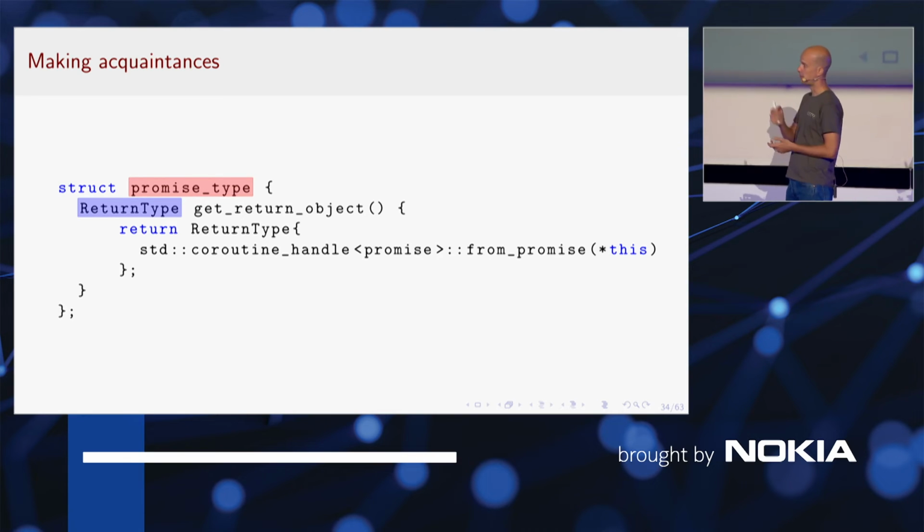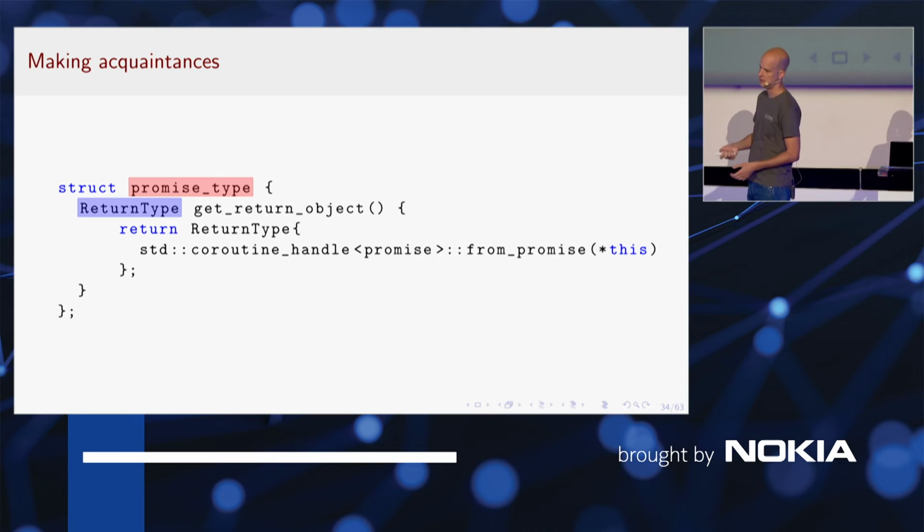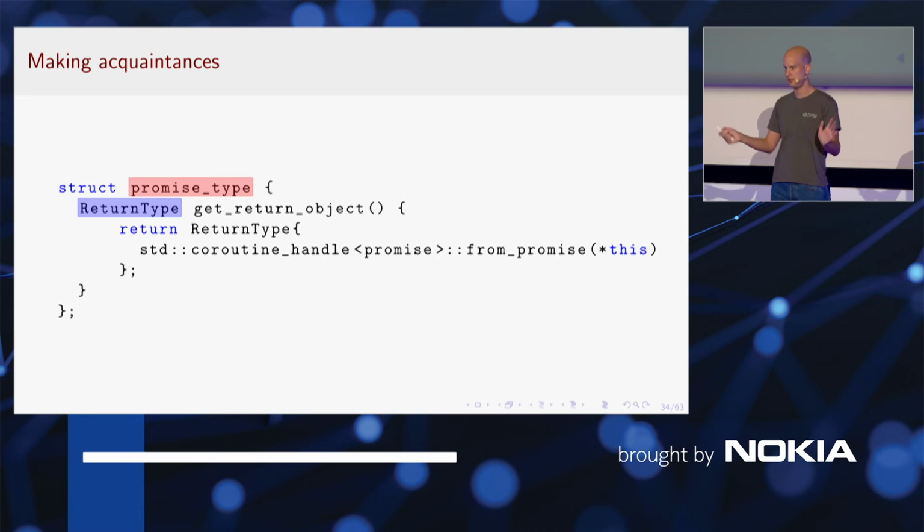So remember that the return type, this is something that we write as the author of the coroutine, right? So we can put everything in there that we want. So we just say, let's just give it a constructor that accepts a coroutine handle as an argument. That's the only thing that's happening here, nothing magical.